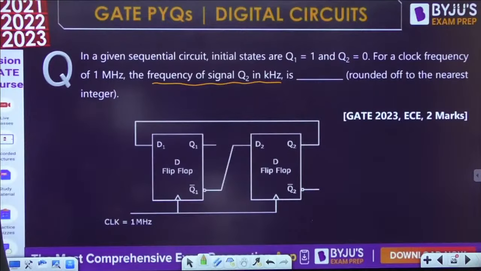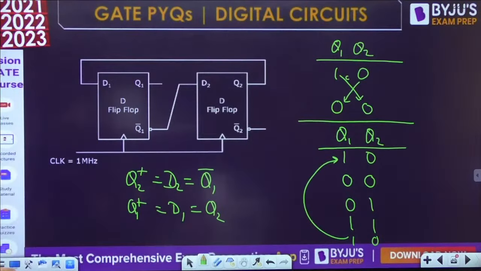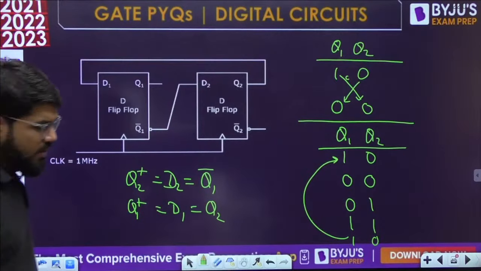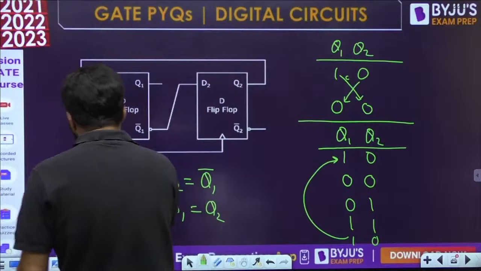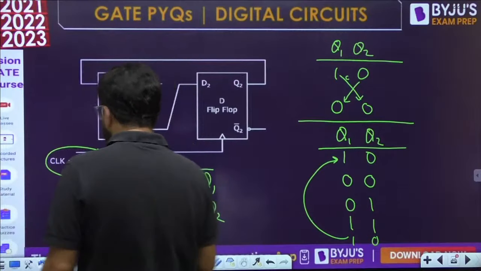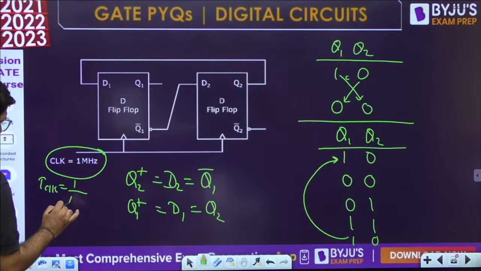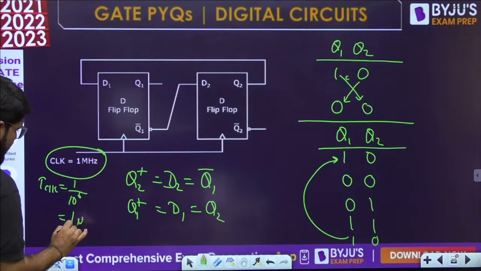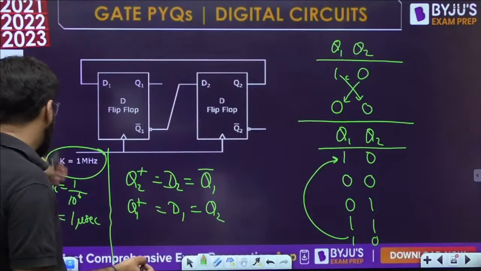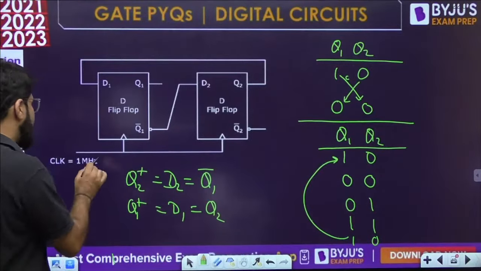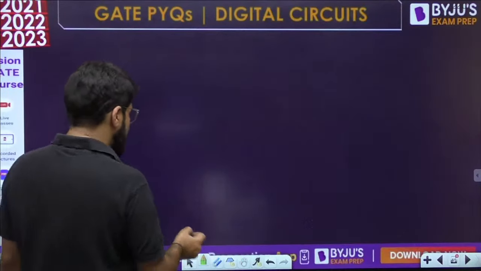I want to calculate the frequency of Q2, which should be very clear now. The frequency of Q2. The clock is 1 megahertz. So, what is the time period of the clock? It is 1 upon 10 power 6, that is 1 microsecond. I think that is not going to be required, but just if required, I've calculated. This is a 1 megahertz clock.